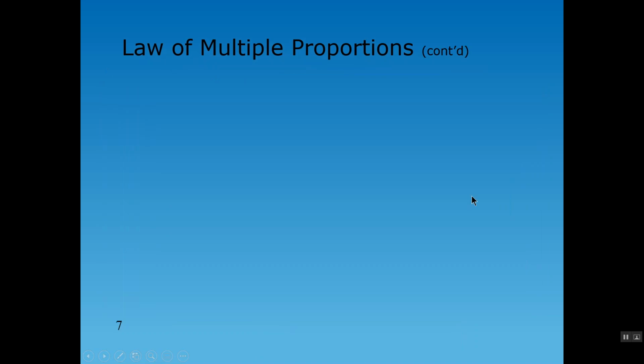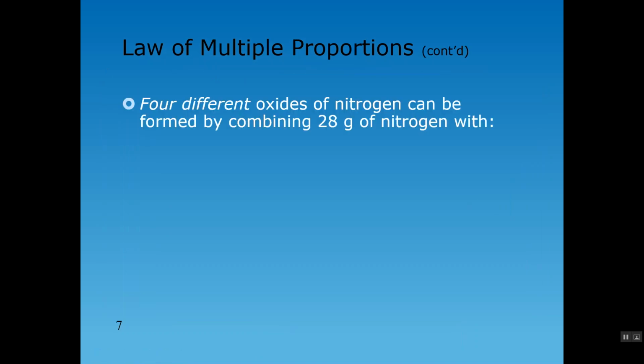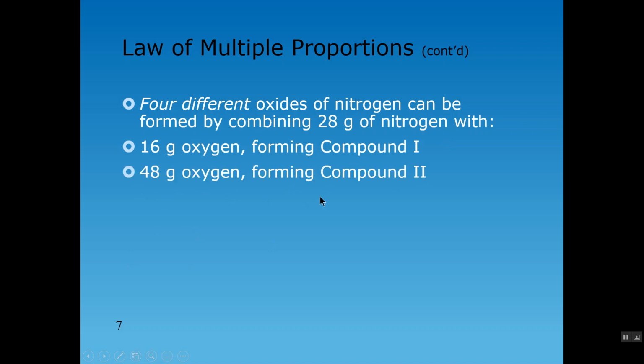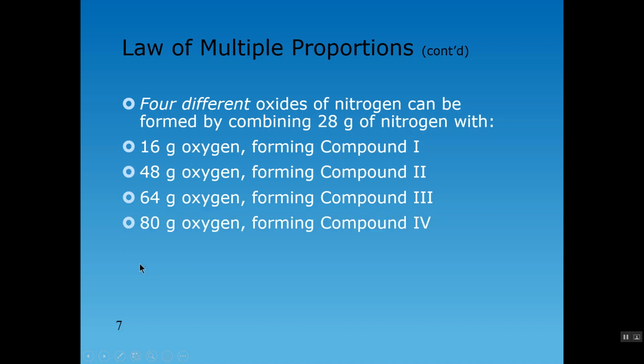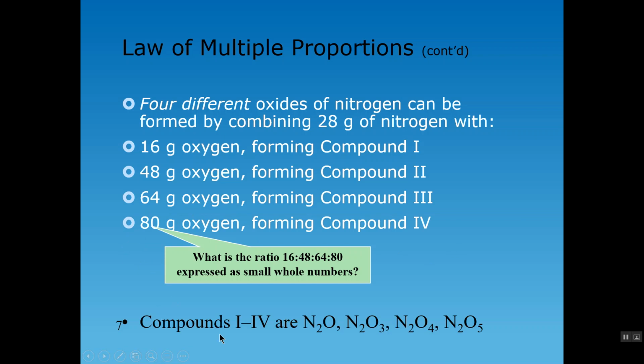In fact, I think the next slide shows you some other compounds, oxides of nitrogen. As stated here, there are 4 different oxides of nitrogen that can be formed by combining 28 grams of nitrogen with 16 grams of oxygen to form one compound, 48 grams of oxygen to form another compound, 64 grams of oxygen to form a third compound, and then 80 grams of oxygen to form a fourth compound, right? So the compounds that we're talking about here are N2O, N2O3, N2O4, N2O5, right?